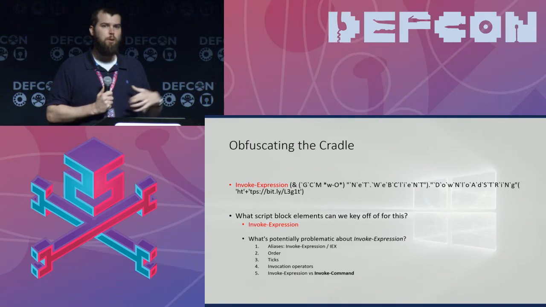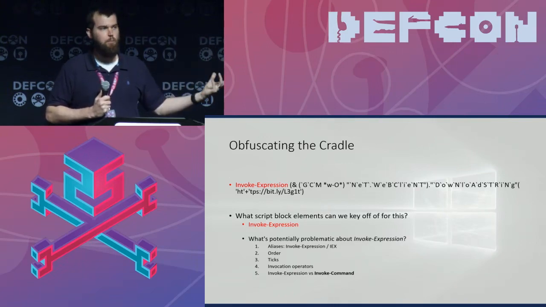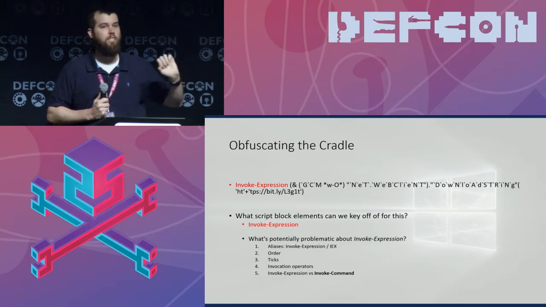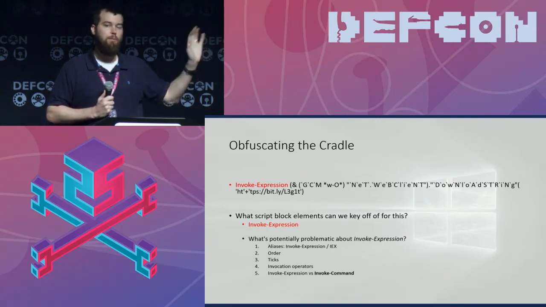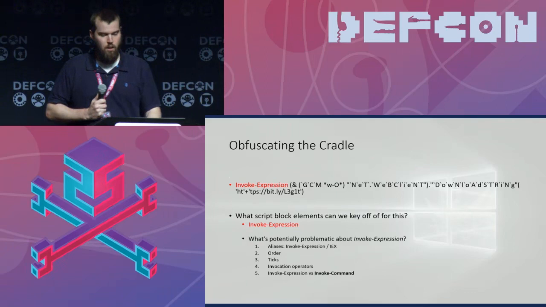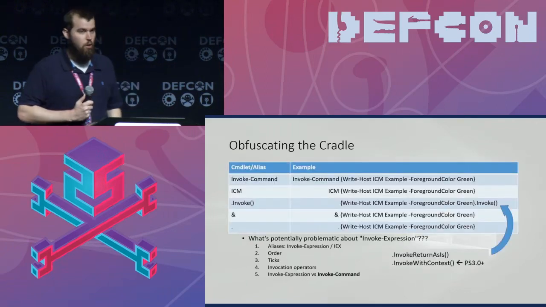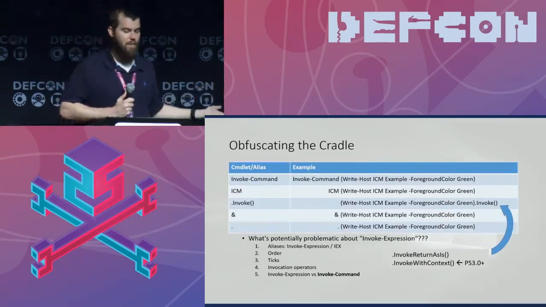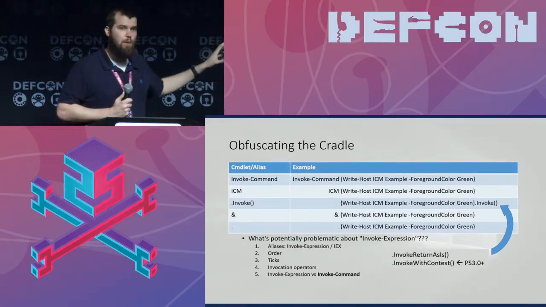So Invoke-Expression is expecting an expression. Invoke-Command expects a script block. And typically it's used to run a command on a remote system, but if you never specify a computer name for that remote system, it runs locally. So what does that mean from a defender's perspective? Well, with Invoke-Command, we have the alias of ICM. The dot and ampersand invocation operators also work.